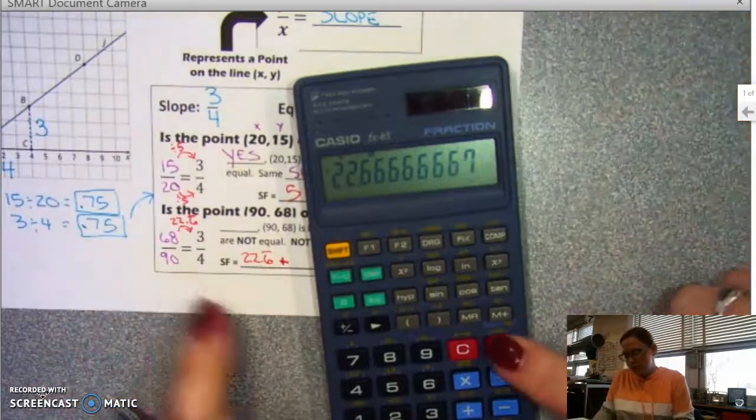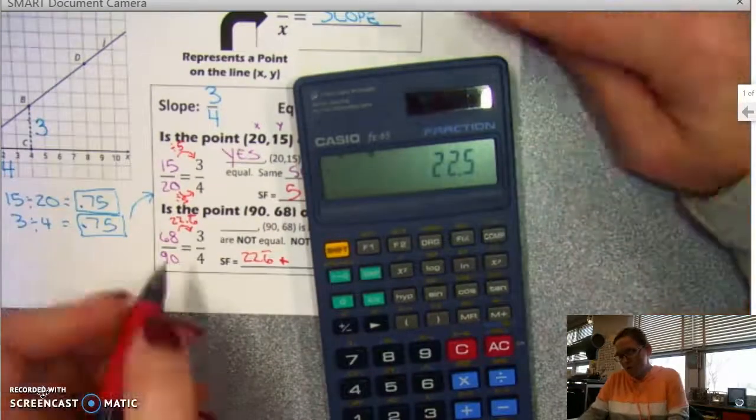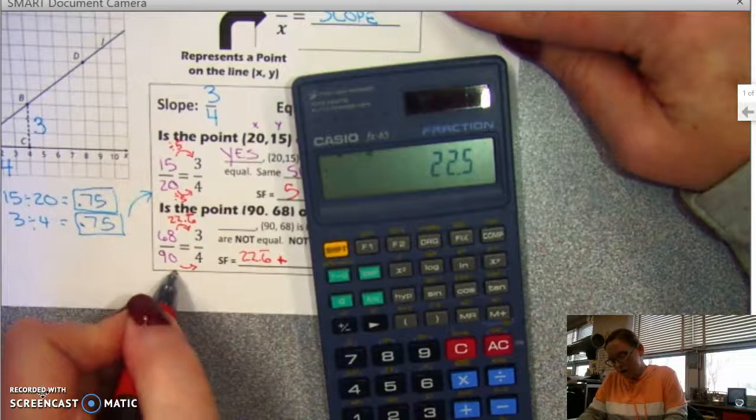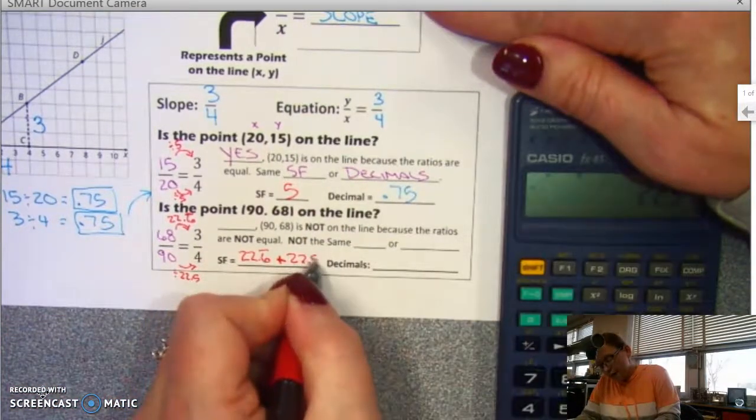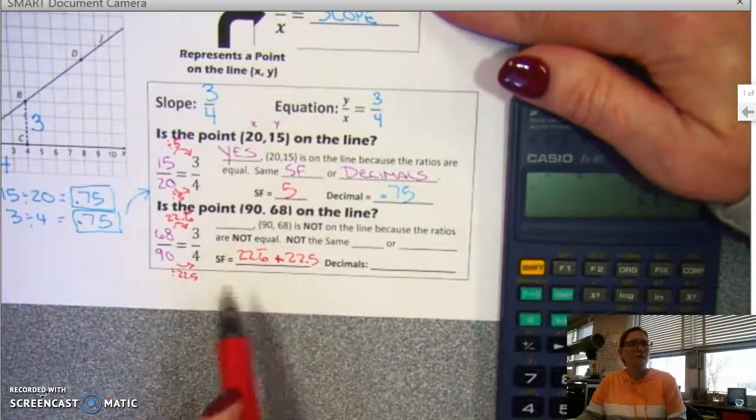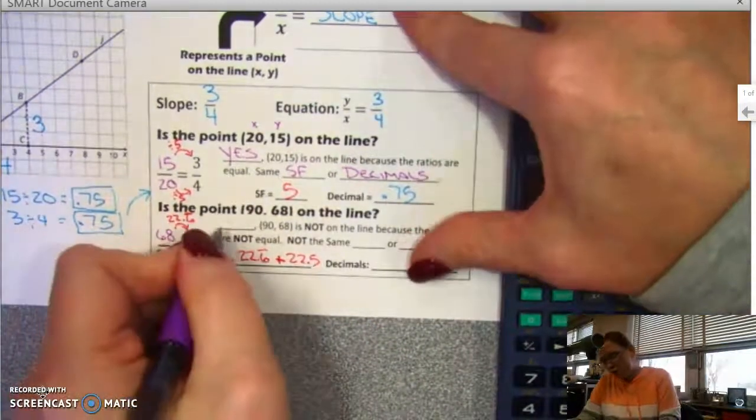And now let's do the bottom. 90 divided by 4. And this one is 22.5. Are those the same? Those are not the same numbers. So right now we know the answer to this will be no.